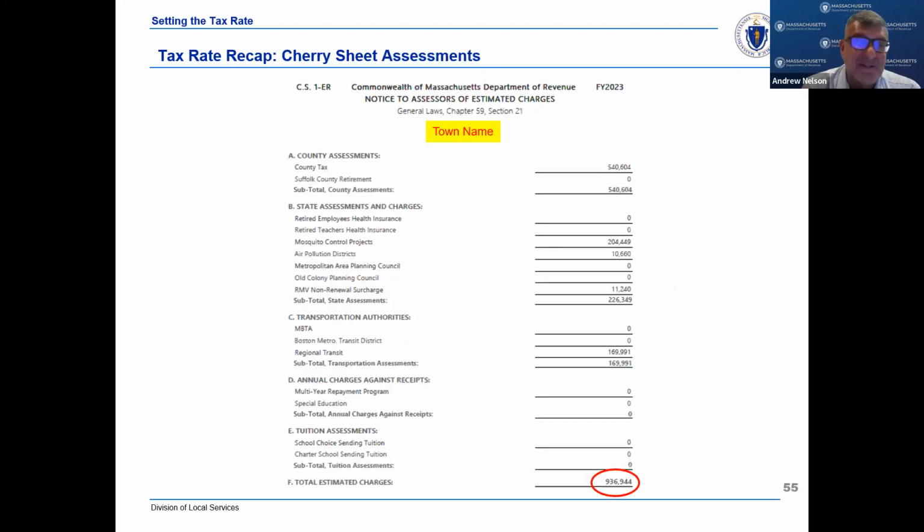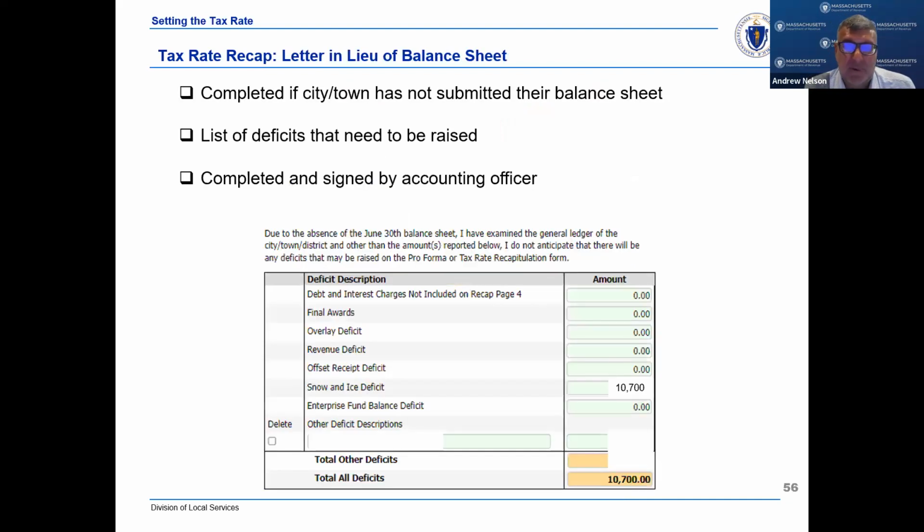And here are the charges. So these are the things the community is paying the state for. They're actually not paying them, but they're being charged them. It's a net against your actual cherry sheet. But you'll see they have mosquito control projects, some air pollution projects, your RMV non-renewal surcharge. This place has a regional transit, and then there's Suffolk County retirement to make up all of their charges. These are things the state is charging them for. That was that number we saw as cherry sheet charges. It is $936,944.